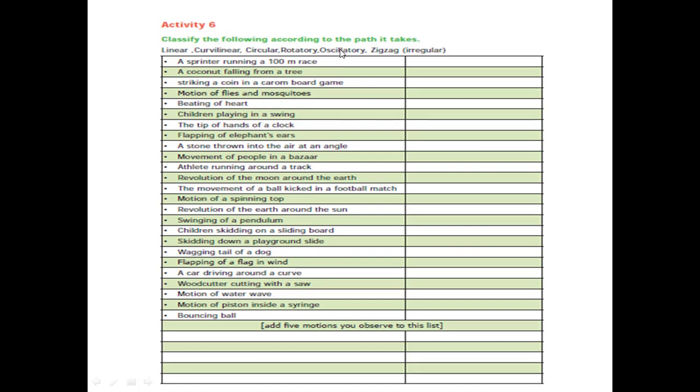Classify the following according to the path they take: linear, curvilinear, circular, rotatory, oscillatory, zigzag or irregular. You want to identify the paths taken by these objects. The first one I will tell you: a sprinter running in a 100-meter race. The answer will be linear.